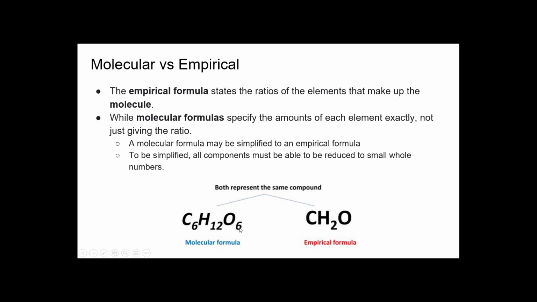The way that I explain this that hopefully makes sense is this is the skeleton, this is the person on the outside layer. So a lot of molecules, compounds, will all have the same backbone, the same skeleton. But what makes them different is the outer layer. So this is the skeleton, this is everything else. So a molecular formula may be simplified to an empirical formula.